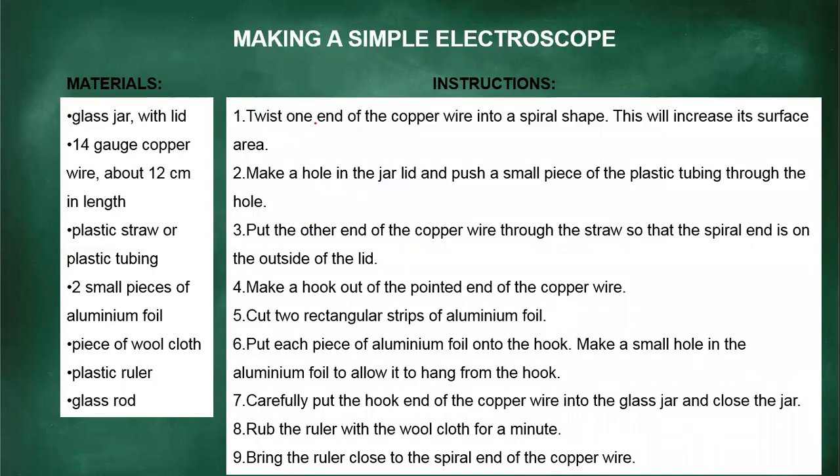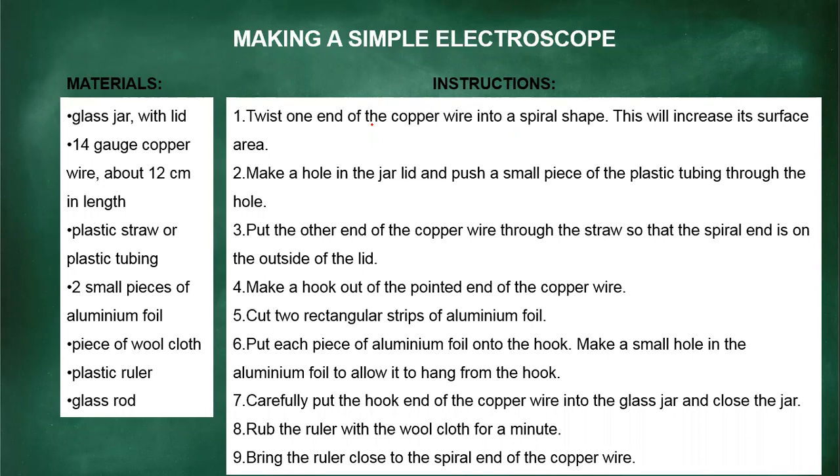You're going to twist one end of the copper wire into a spiral shape, and this will increase its surface area. Normally when you see your parents or an electrician cut out the wire, they twist all the copper wire pieces around to make a spiral shape.